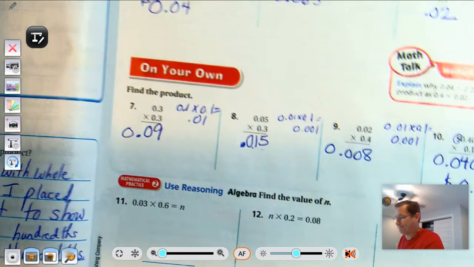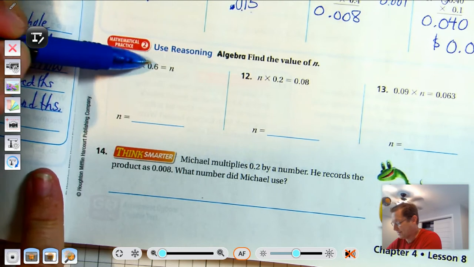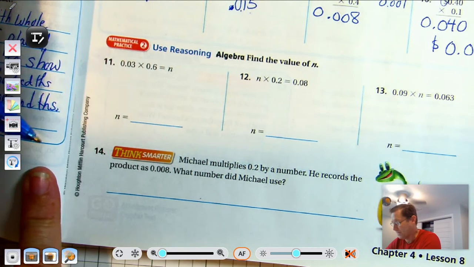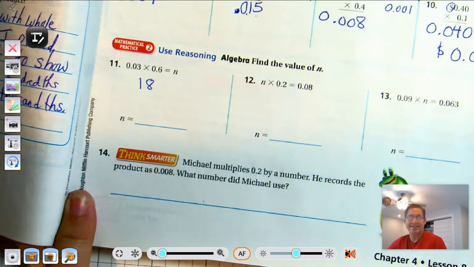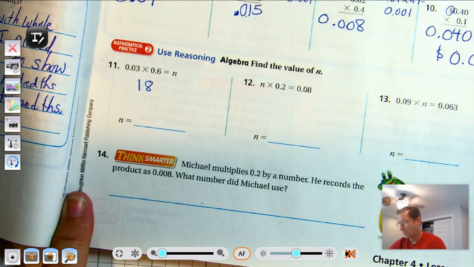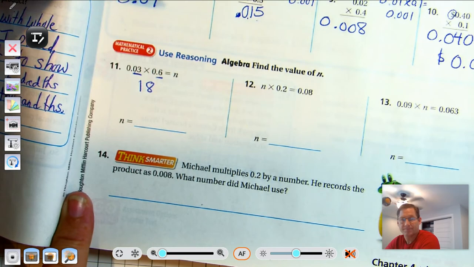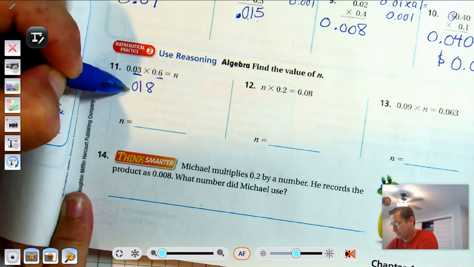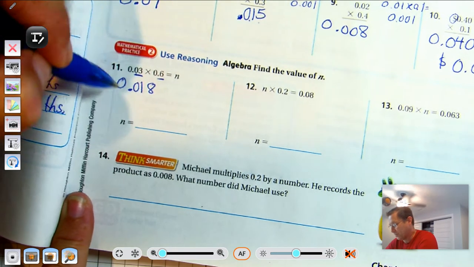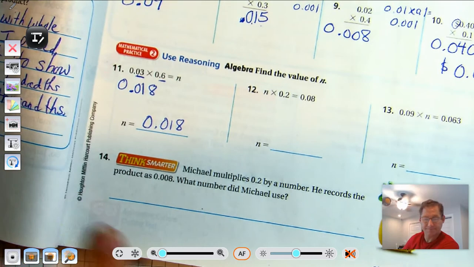All right, number 11. 3 hundredths times 6 tenths equals some number. Well, 6 times 3 is 18. I'm multiplying a hundredth times a tenth. So that's a thousandth. So we're going to put a 0 there, then the decimal point. So n equals 18 thousandths.